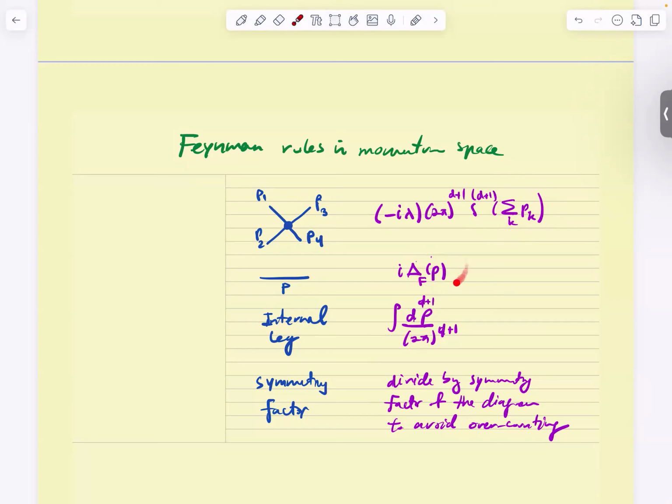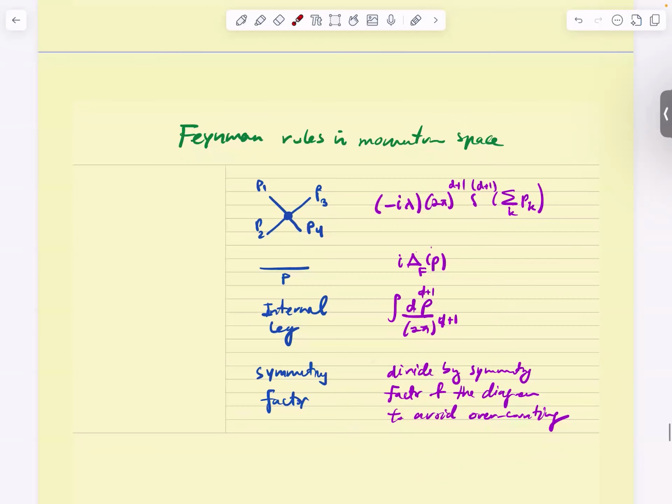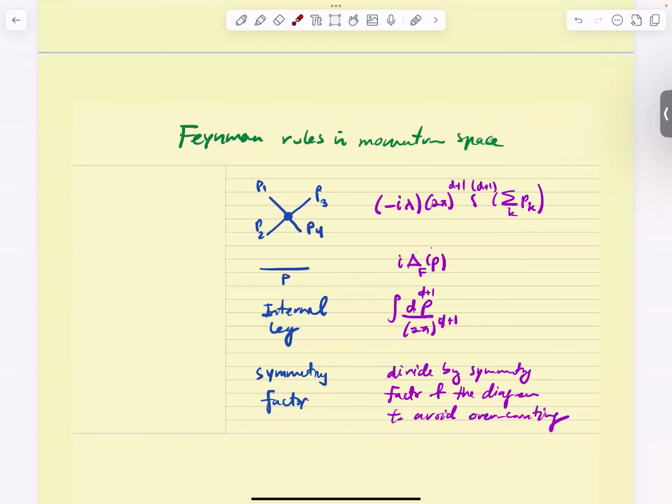Here's a propagator in momentum space. You know what that is. It's i over p squared minus m squared plus i epsilon. For internal legs, we always integrate over all momenta. That's obvious, right? Because that's an extra variable we must integrate. And then you have to divide by the symmetry factor of the diagram. These are the Feynman rules in momentum space.